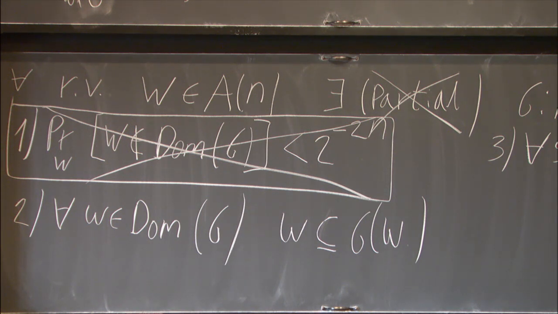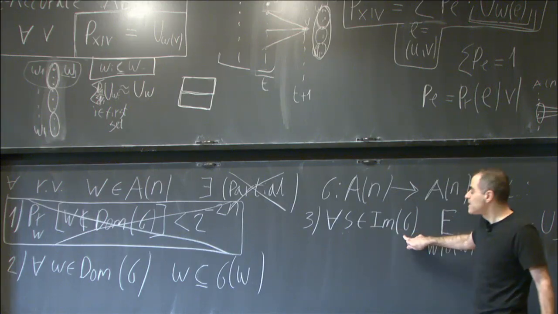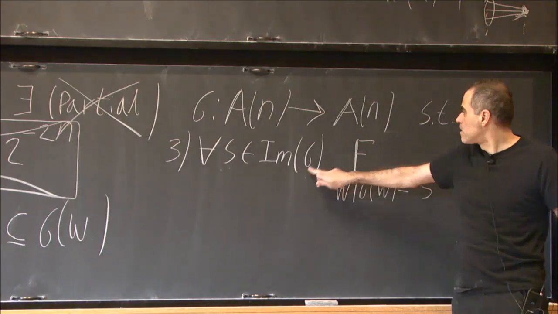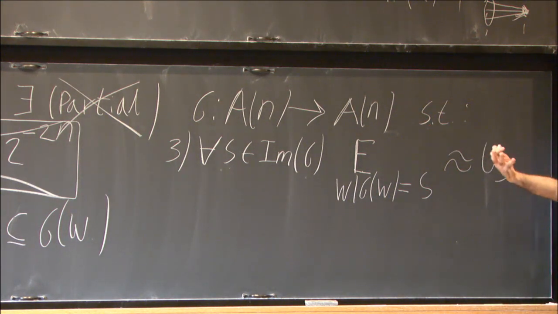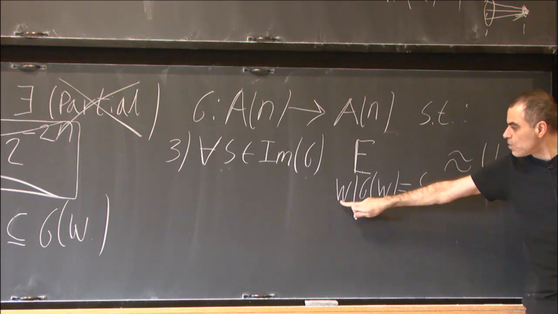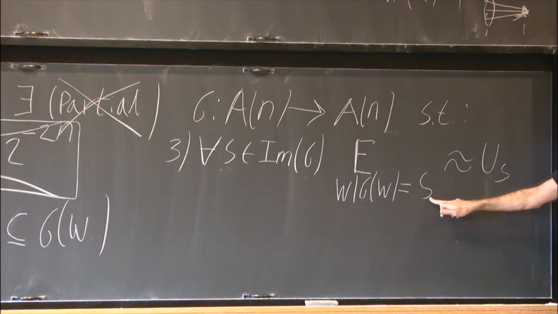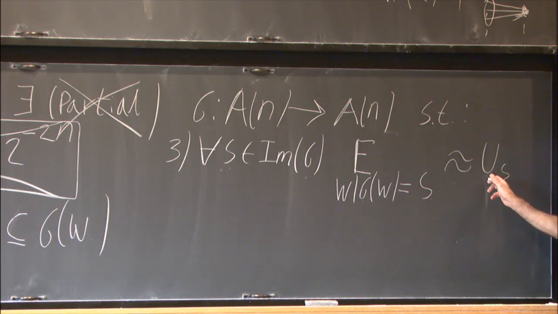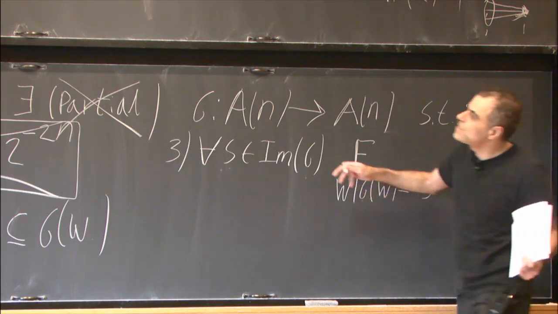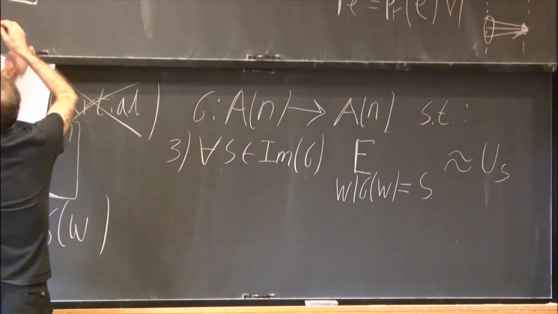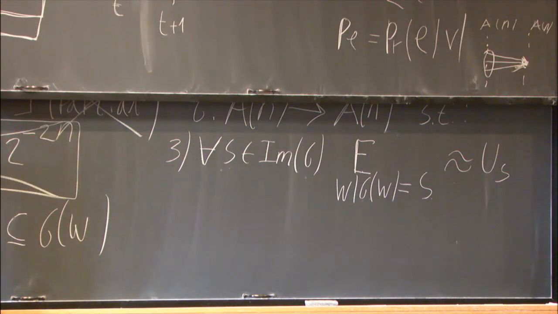The first condition is that for any S in the image of sigma, for any representative of the group, if you take the expectation over W conditioned on the event that sigma of W equals S, you get roughly the uniform distribution over S. So this is this condition, more or less.